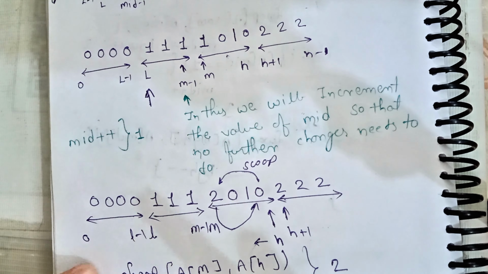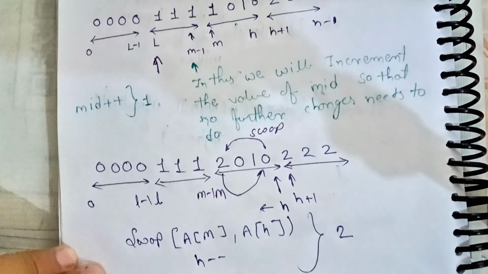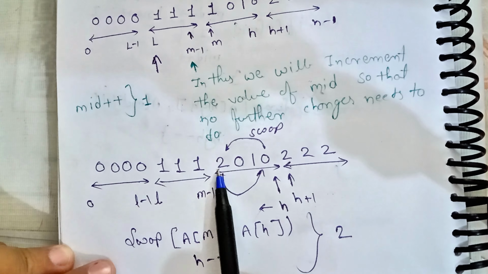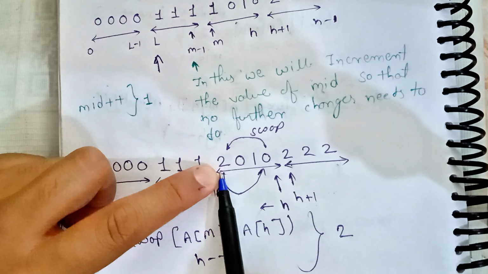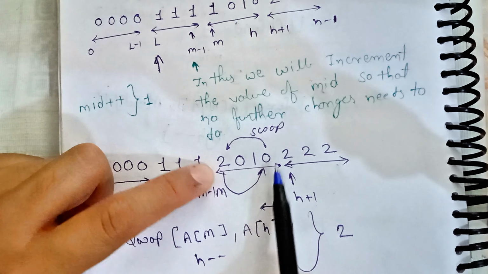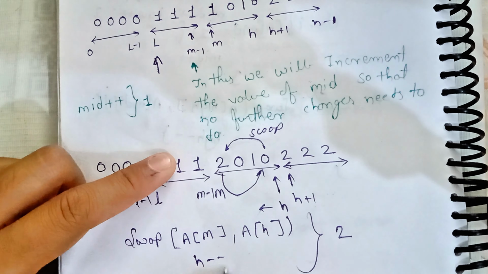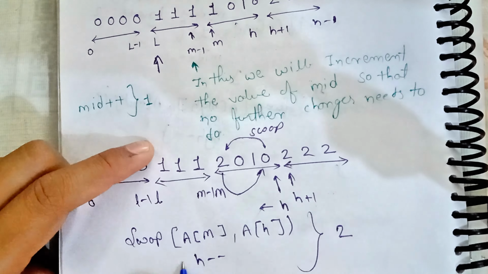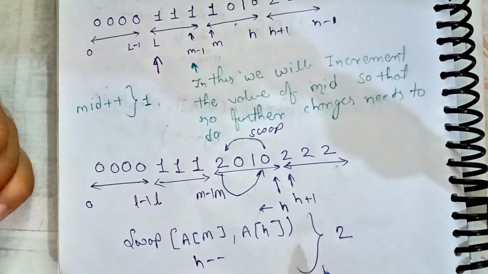Talking about 2, what if 2 is at the place of mid? If 2 is at the place of mid, we will swap the value of high with the value of mid and decrement high. This is the logic. So I have already explained the logic behind that problem.